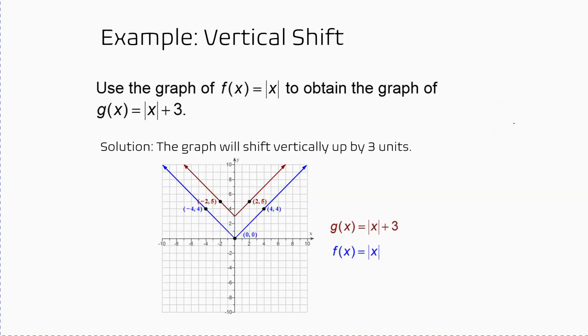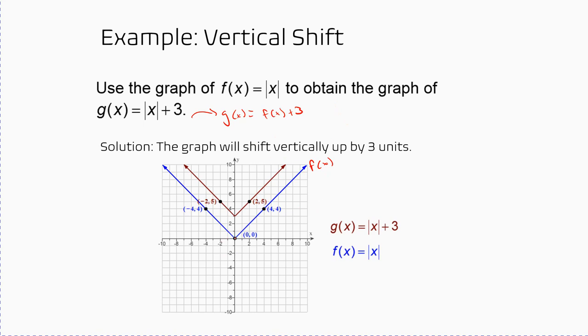We're going to use the graph of f of x is equal to the absolute value of x to obtain the graph of some new function, g of x, which is the absolute value of x plus 3. So g of x is equal to the absolute value of x, which is just f of x, and then I'm adding 3 to it. So all you're going to do is shift vertically. In blue here you see f of x. You're going to shift it up 3 units.